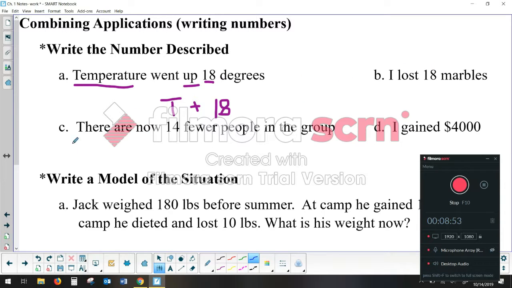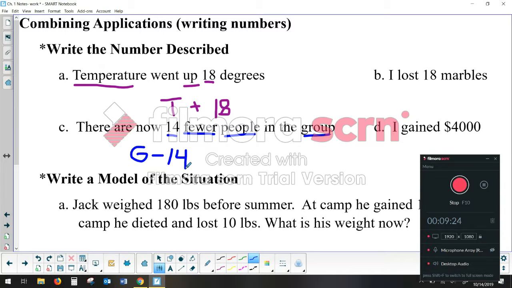So, part C. There are 14 fewer people in our group. So, 14 fewer people. So we have our group. And now we have 14 fewer people. That tells us we're going to lose 14 people. We're losing 14.